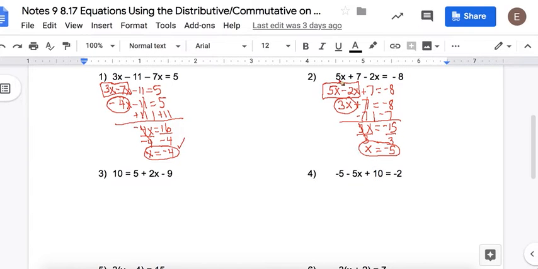So once again, to check this, we would do 5 times negative 5 plus 7 minus 2 times negative 5. And then we'd hit equals, and you would get negative 8. So it does, in fact, check.